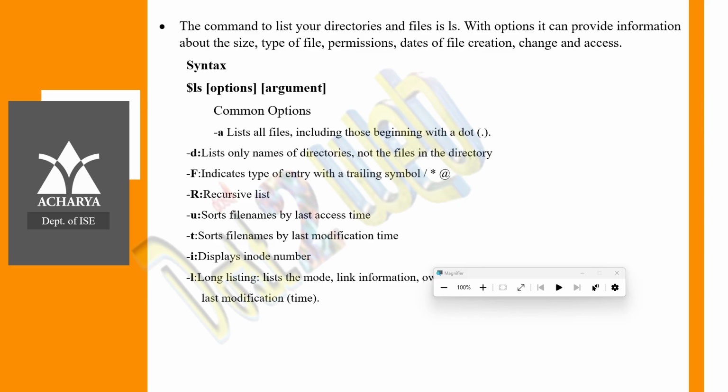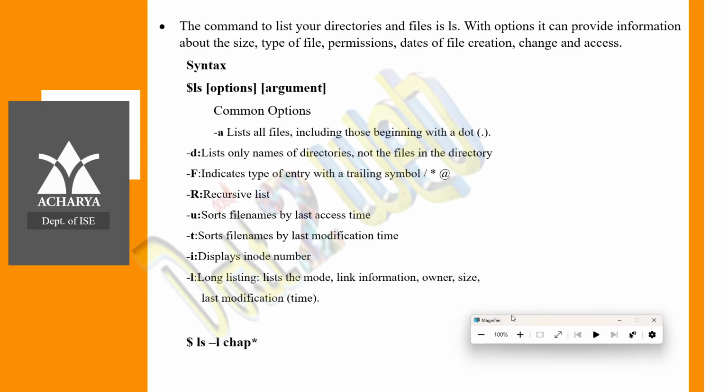Minus i will display the inode number, and minus l we have already used several times. Minus l will give you the entire details: size, file owner, last modification time, everything will be displayed. And if you want the details of a specific folder, use ls -l with that particular directory. I am checking for all directories that start with chap, so I will use it with USP. It will display all. Yes, now you can ask.